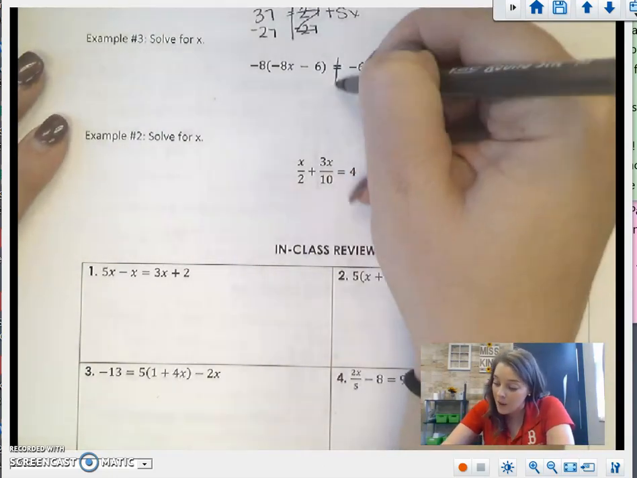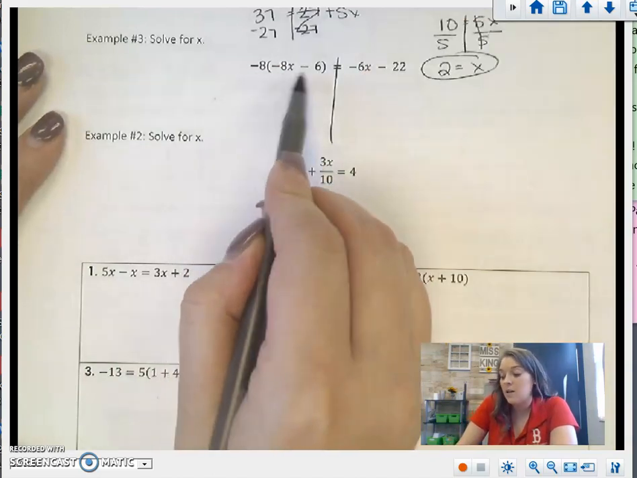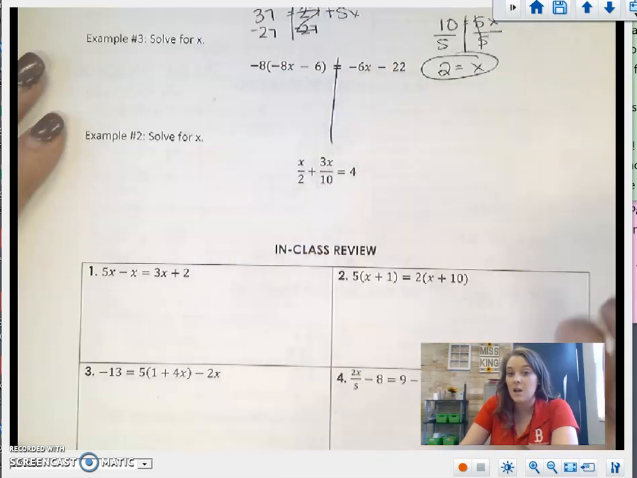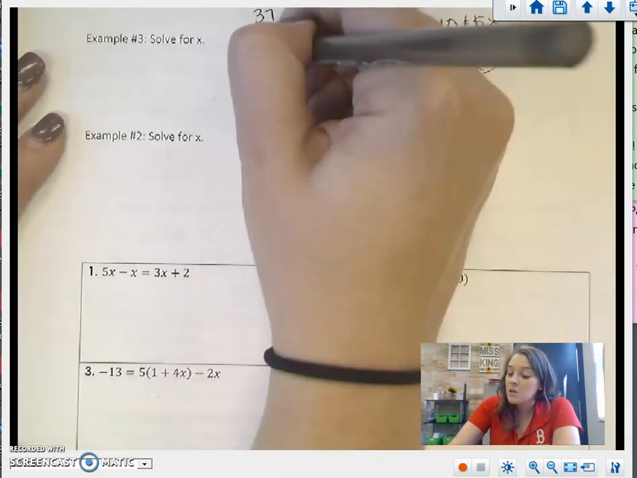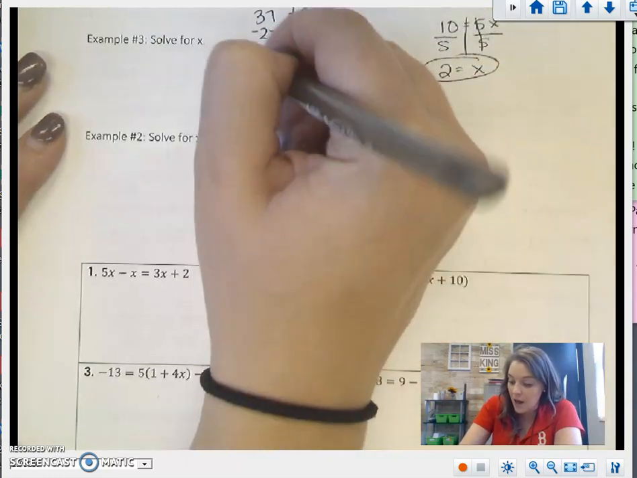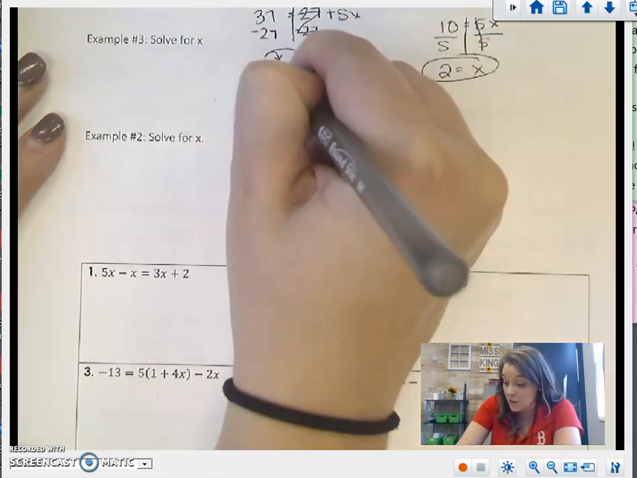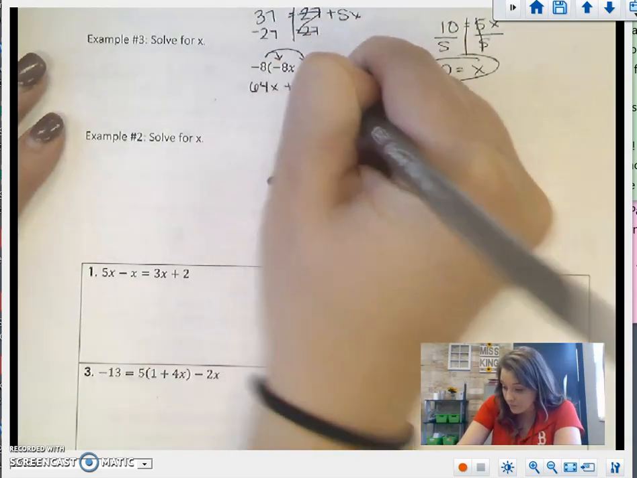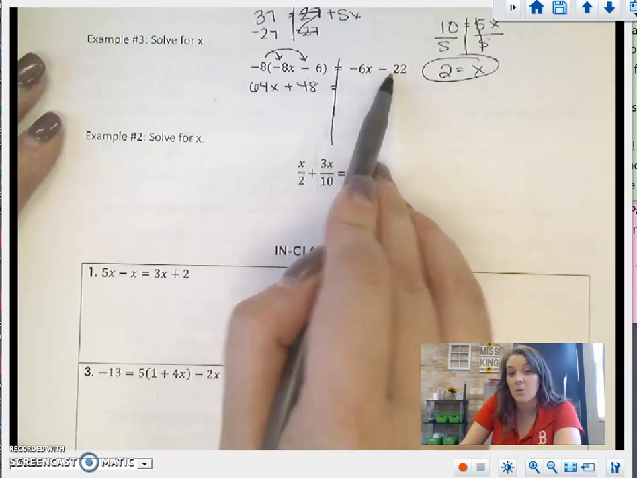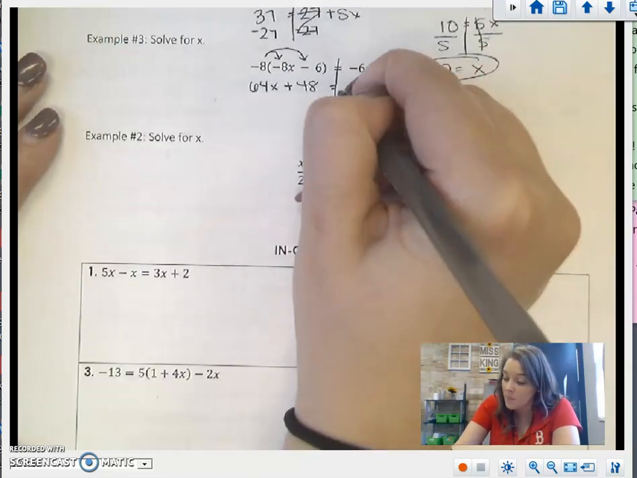So I'm going to draw my line down my equal sign. I have negative 8 times the quantity negative 8x minus 6, and then over here on the right I have negative 6x minus 22. So I'm going to distribute this negative 8. I have negative 8 times negative 8x, which is 64x. Negative 8 times negative 6 is positive 48. Equals, I'm trying to see if I can do anything here. I have a negative 6x minus 22. I don't have any like terms. I don't have anything to distribute, so I'm just going to drop it down exactly the same.